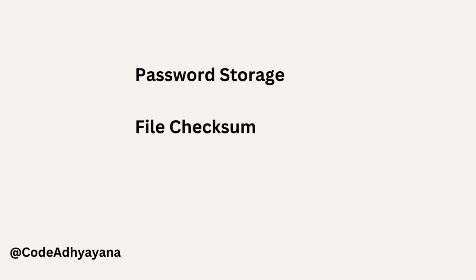So let's say I'm transferring one file to you. Before that, I will create a checksum of that file content, and then I will share the file and its checksum value. Now when you receive the file, you regenerate the checksum. And if both the checksums are the same, that means the content of that file is the same. Otherwise, if the checksums are different, that means somebody has tampered with that file, right?